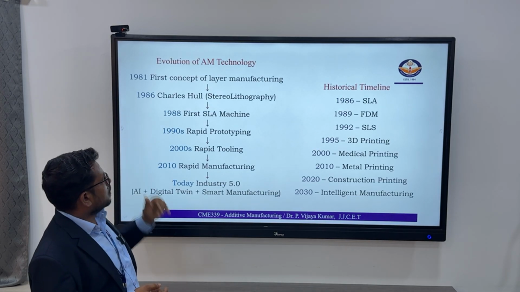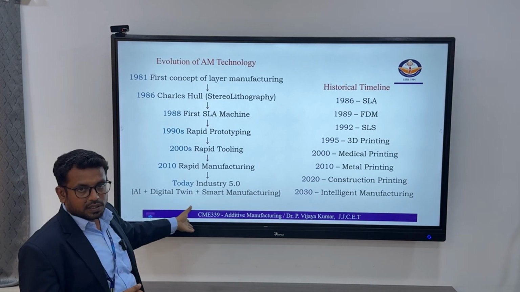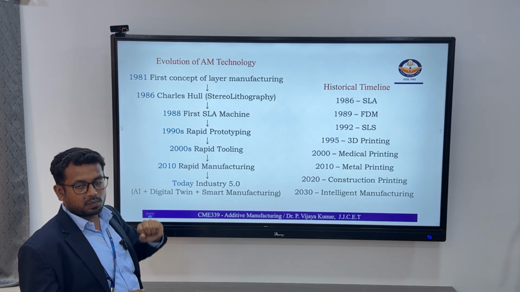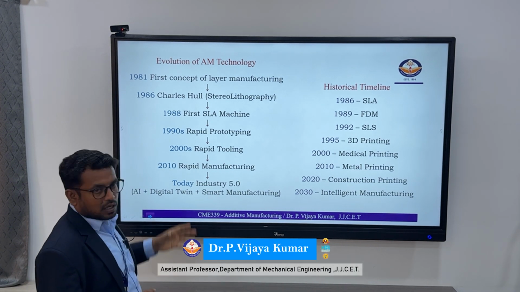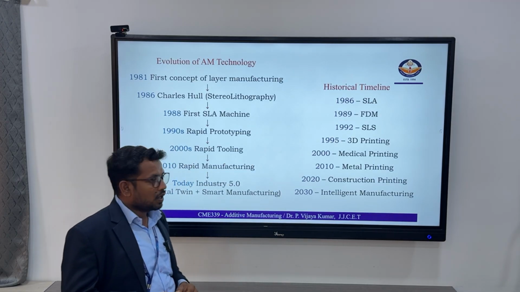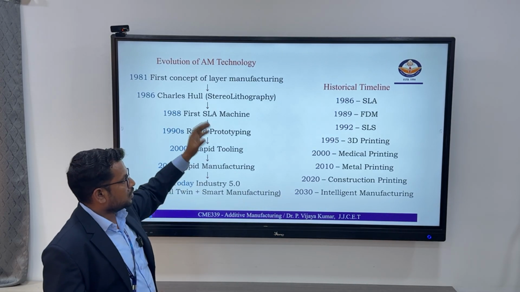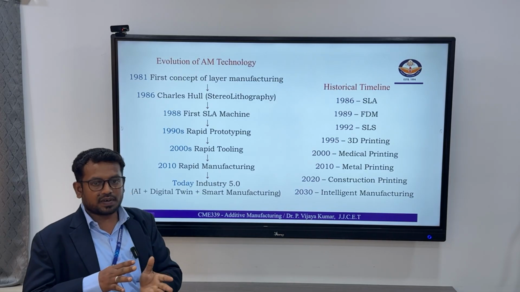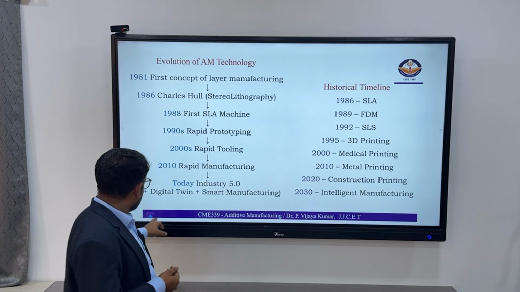And some of the evolution of additive manufacturing technology is available from 1980s to today. So now we are meeting Industry 5.0 by using this type of additive manufacturing technology. So these are all the main evolution of the additive manufacturing technology. And the historical timeline is also available from 1980s to the future, 2030. So it shows the development of SLA, FDM, SLS, the different technologies that have evolved along this historical timeline.